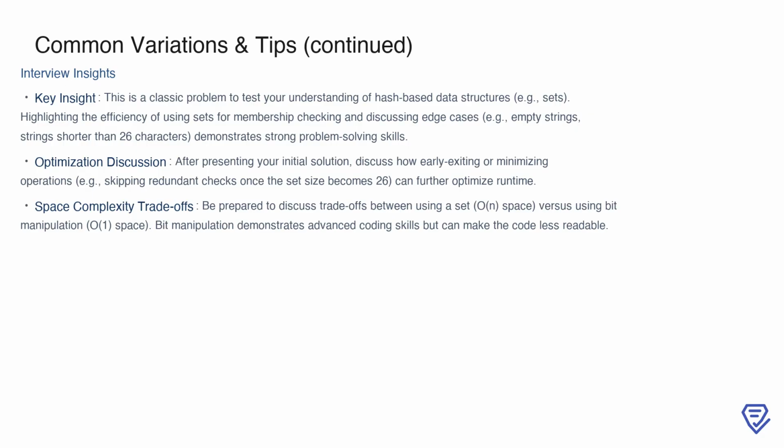Additionally, be prepared to discuss space complexity trade-offs. While using a set requires O(n) space, you could alternatively leverage bit manipulation, which reduces space usage to O(1). However, bit manipulation, while efficient, can make the code harder to read and debug, so it's important to weigh these trade-offs and communicate them effectively during the interview.